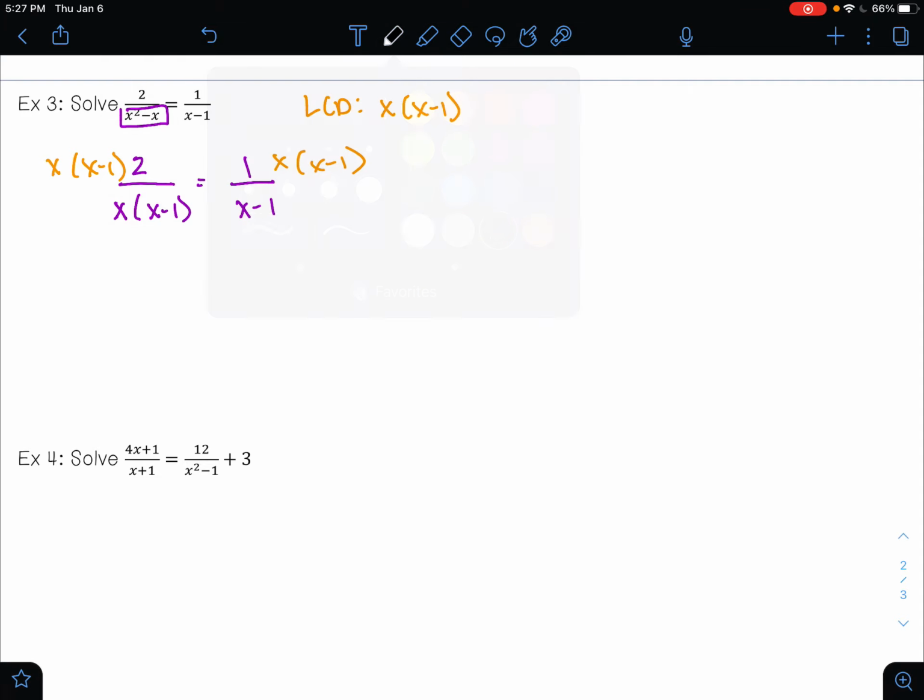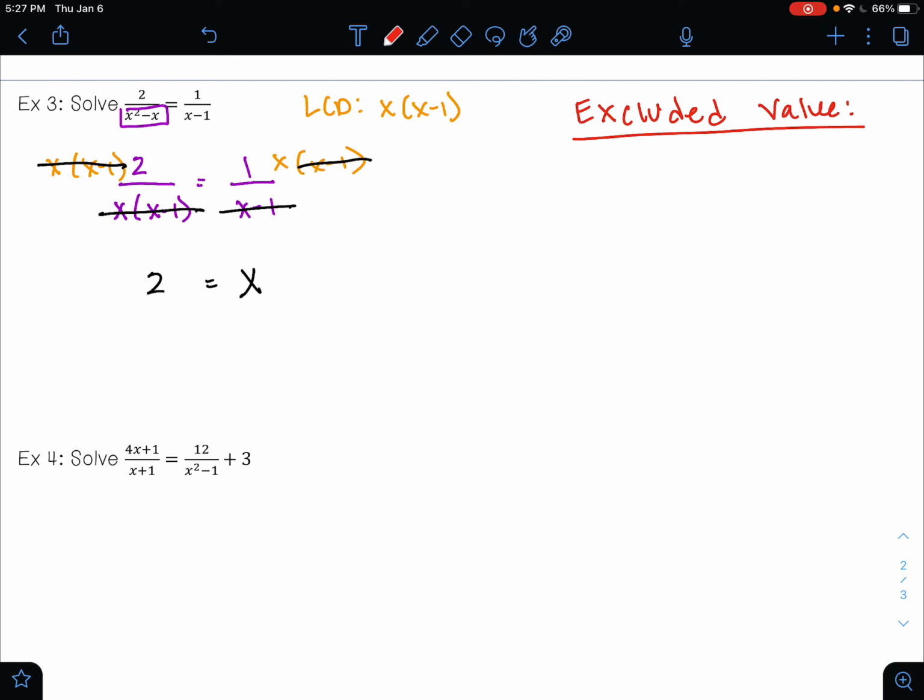When I do that, x times x minus 1 eliminates with x times x minus 1, and that just leaves me with 2. Over here, x minus 1 eliminates with x minus 1, and that just leaves me with 1x, which is x. Well, that was easy. Here we found that x was 2. Let's find our excluded values and check to see if 2 is an excluded value.